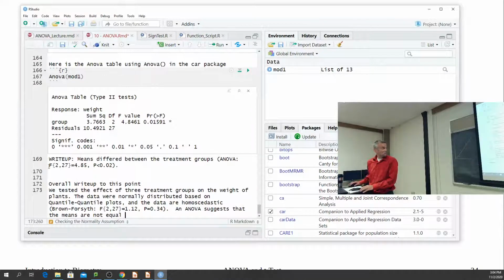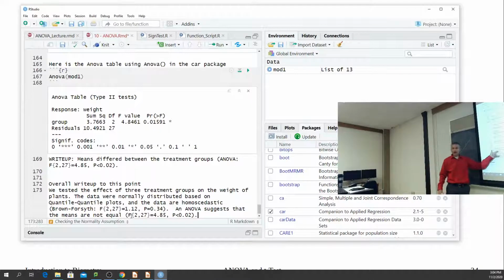Now I'm going to report the output of our ANOVA test. But we're not quite done. Up to this point, we've described what we did. We laid out the question, we laid out the check of all of our assumptions, quantile plots and the Brown-Forsythe test, and then we gave the outcome of our ANOVA test. What's next? Our next step is a post hoc test, to figure out which groups are different. We'll do that on Wednesday.